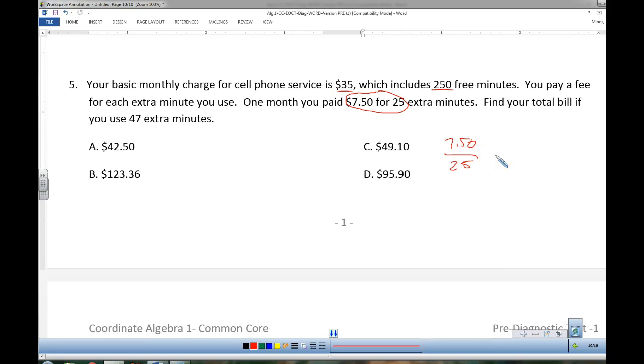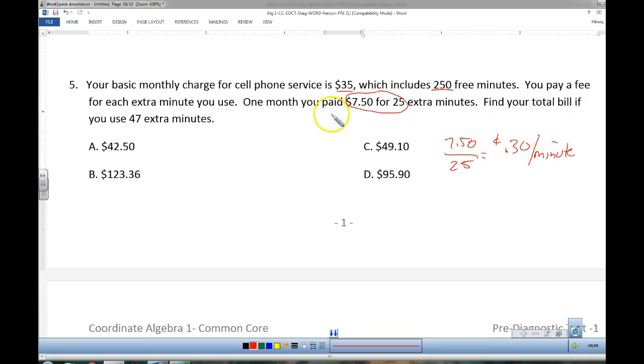Sorry, having technical difficulty here. So when we divide 750 by 25, we get 30 cents per every 1 minute. So each extra minute costs us 30 cents.